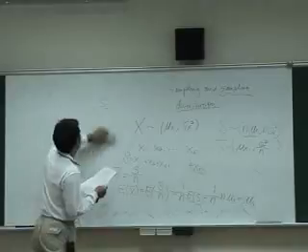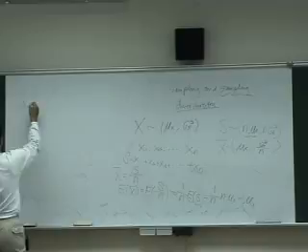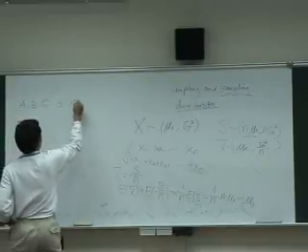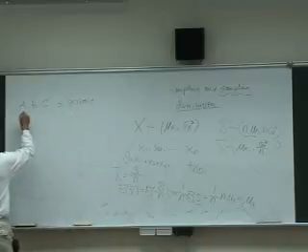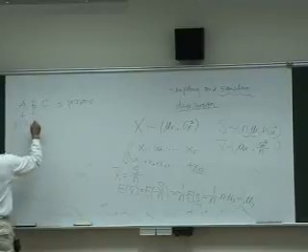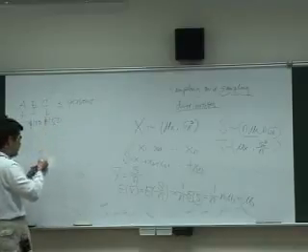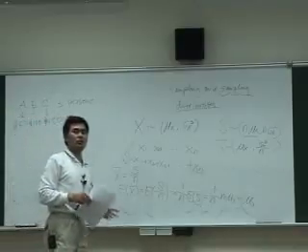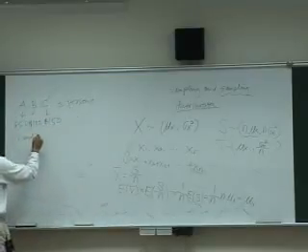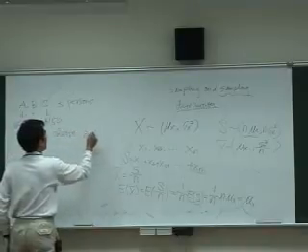Okay, now we have three persons, A, B, C. A has $50, B has $100, and C has $150. Now we are going to randomly choose two persons.